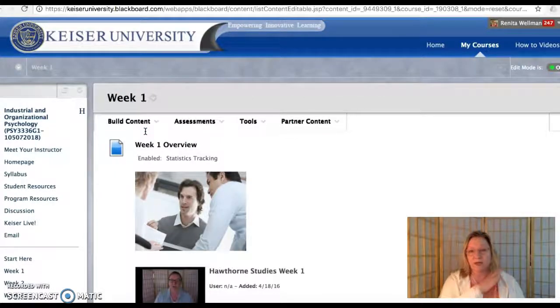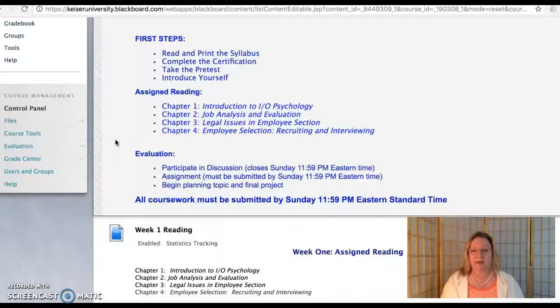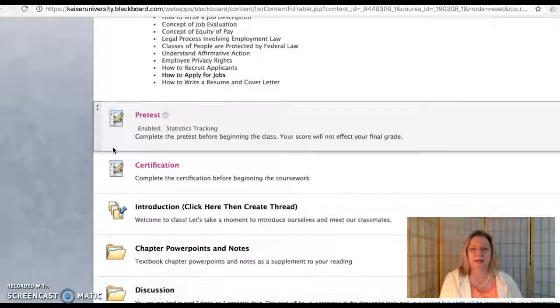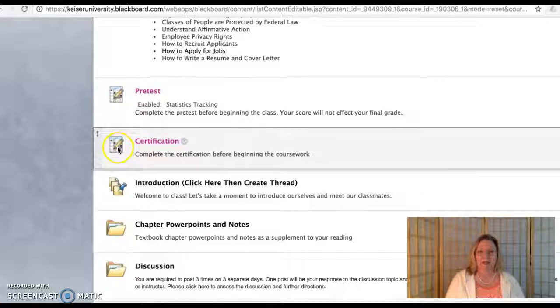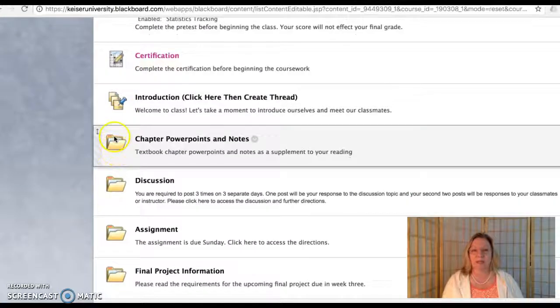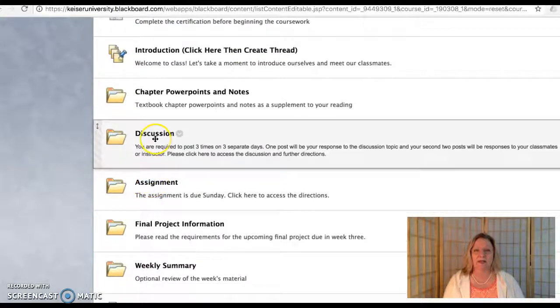With week one, we have the Hawthorne Studies. This is interesting. It's actually a groundbreaking study, which separates human beings from machines. We look at social psychology in the industrial setting. Then we have your pre-test. You'll need to take that by the end of today, Wednesday, and then the certification has to be done before you complete any coursework. And then your assignment.